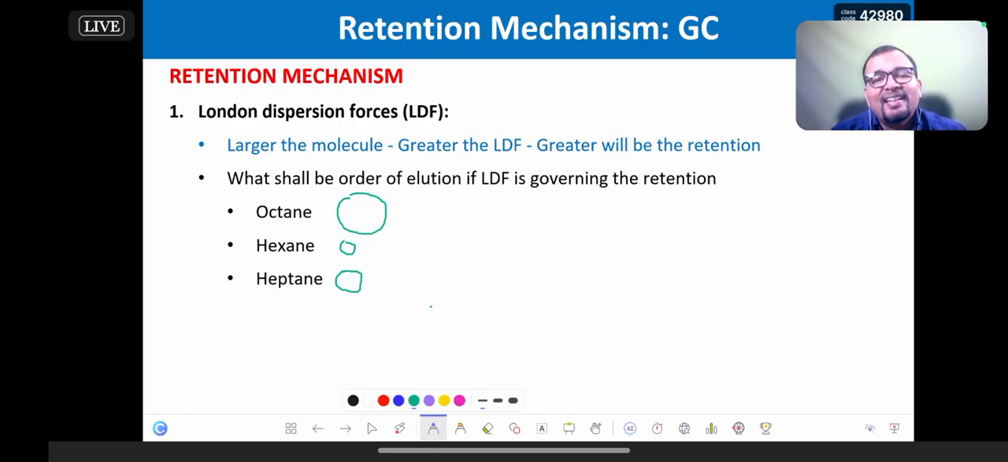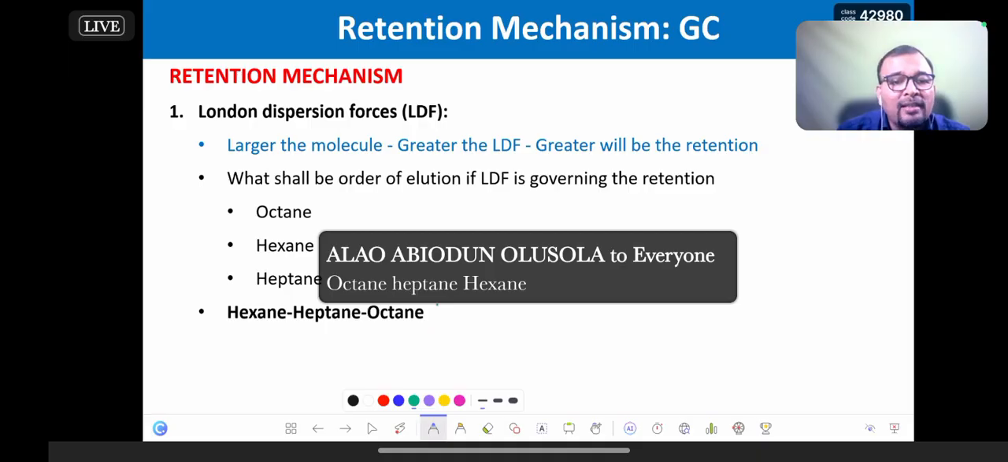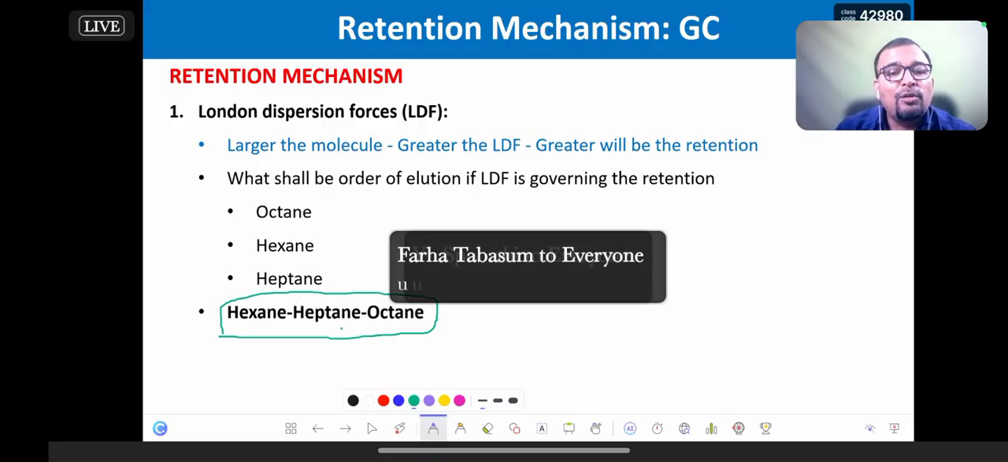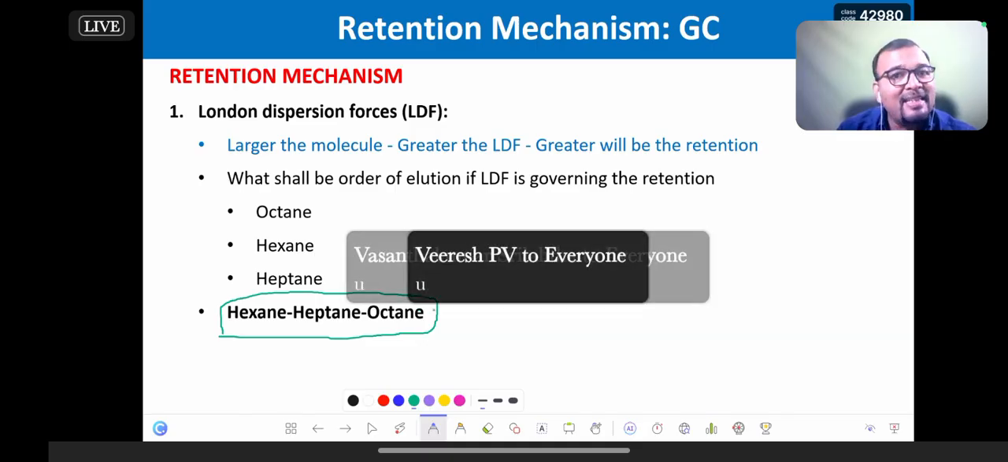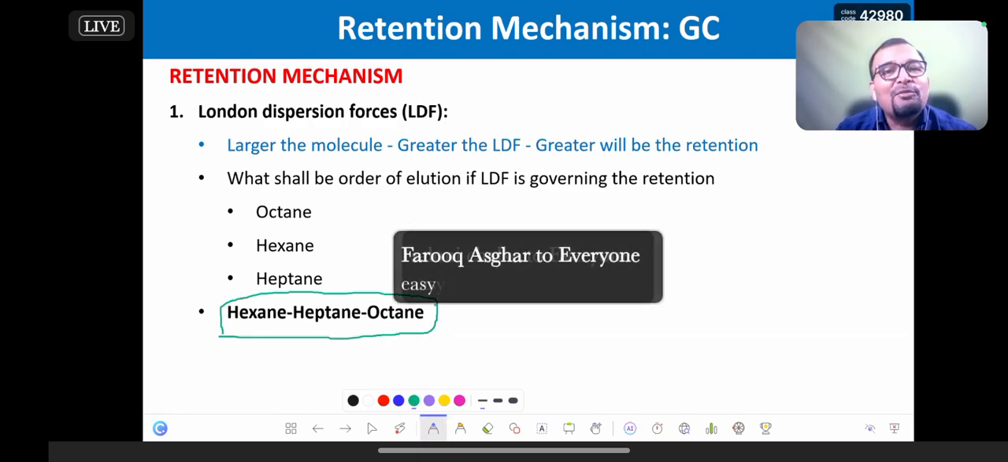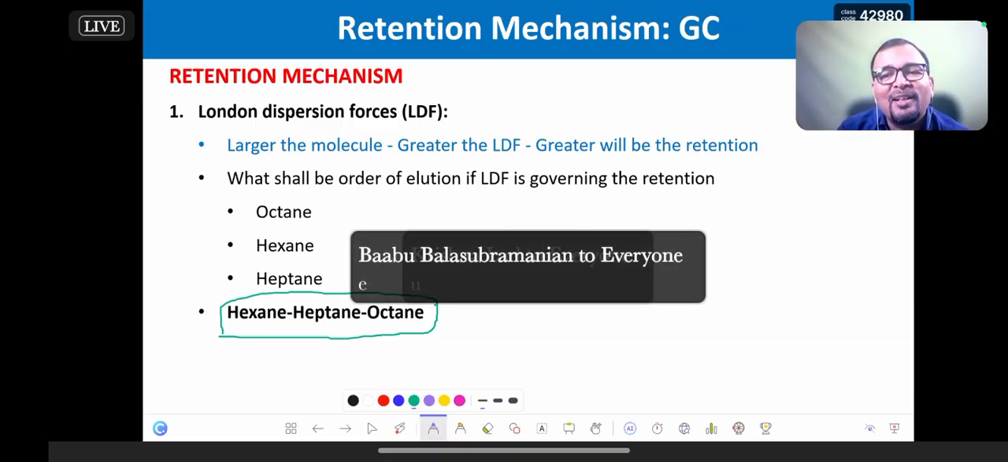So please understand: hexane, heptane, and octane. Do you understand the order of elution now? Type in U for understand in the comment box. Being a smaller one, hexane elutes first. Being a bigger one, octane elutes late. Easy? Type in E for easy in the comment box. You learned one important retention principle now, especially for non-polar compounds.